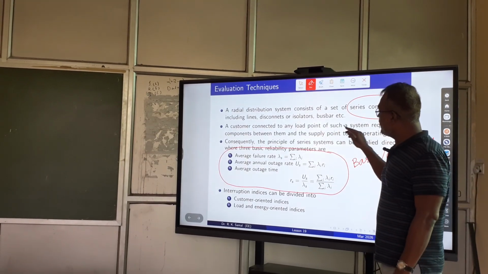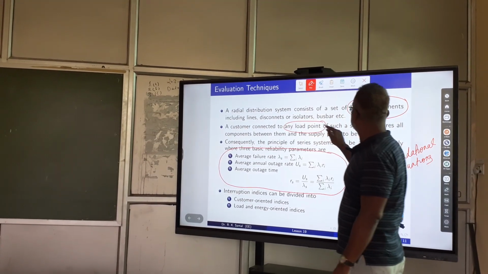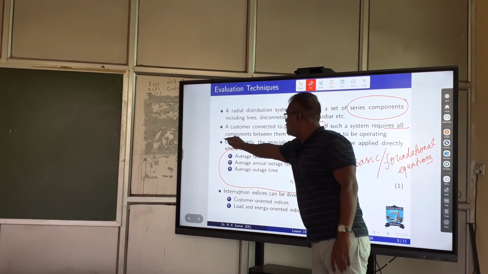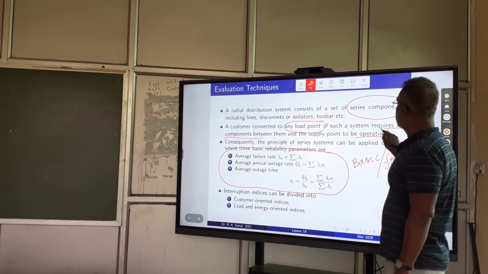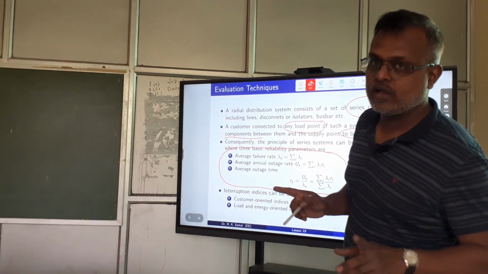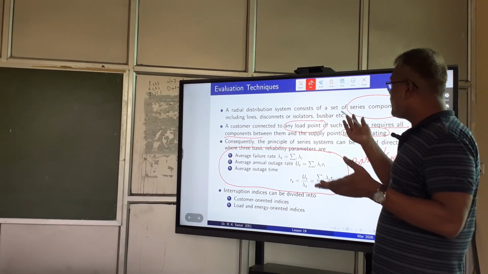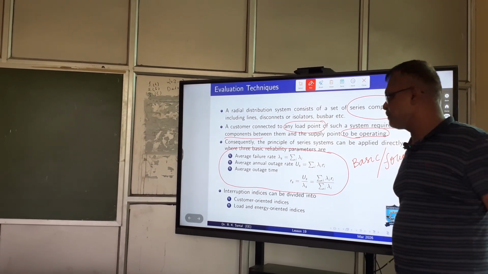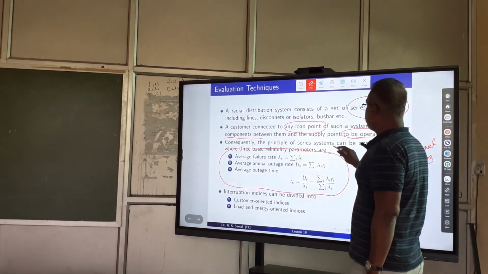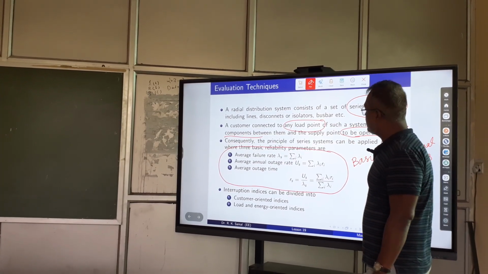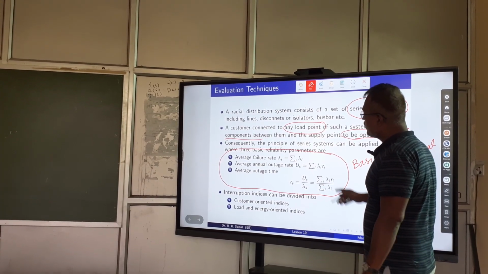A customer connected to any load point of such a system requires all components to be operating. So in a series system, all components must be operating. If any one fails, bus bar fails or disconnect fails, anything fails, no supply. The principle of series systems, which is part of reliability engineering, can be applied, and we are going to find out this.